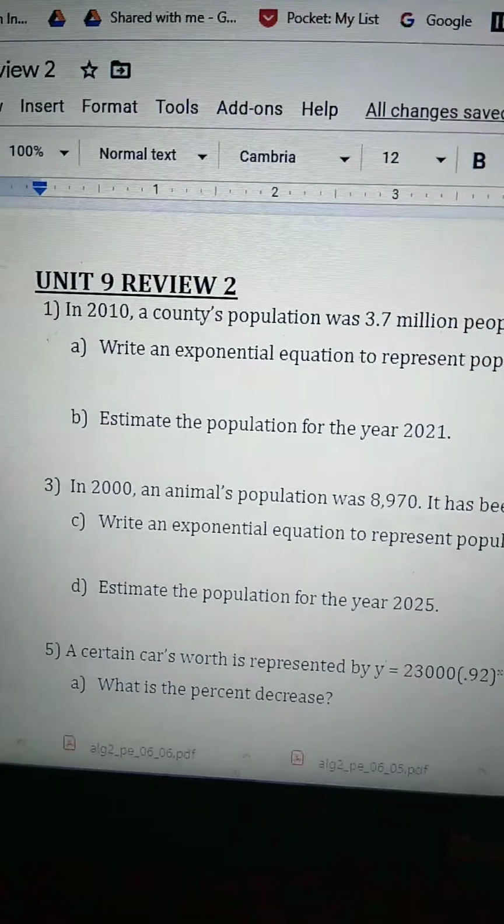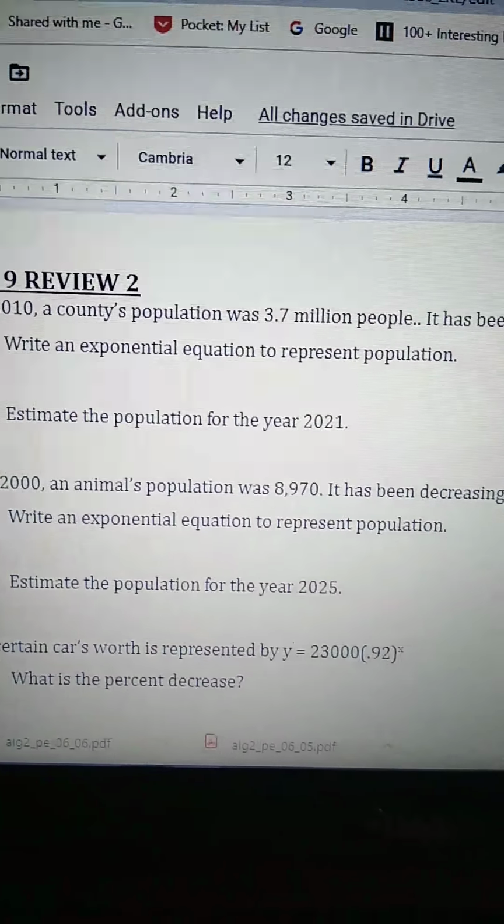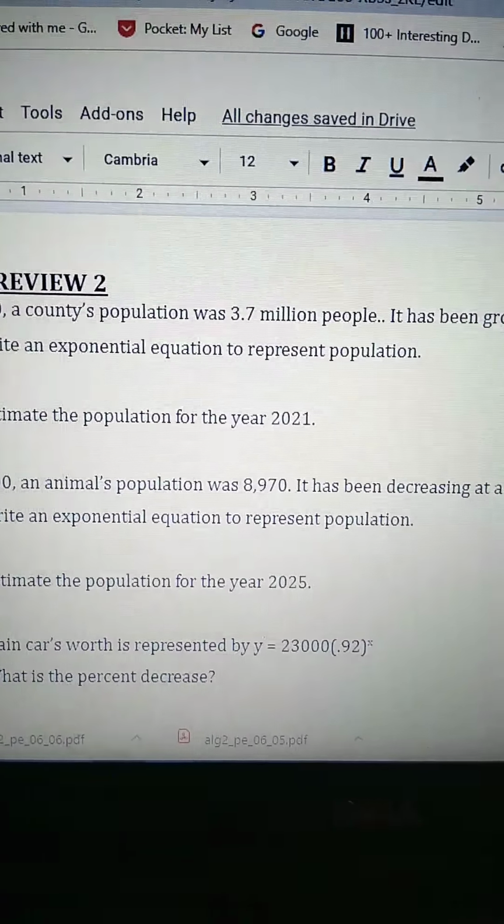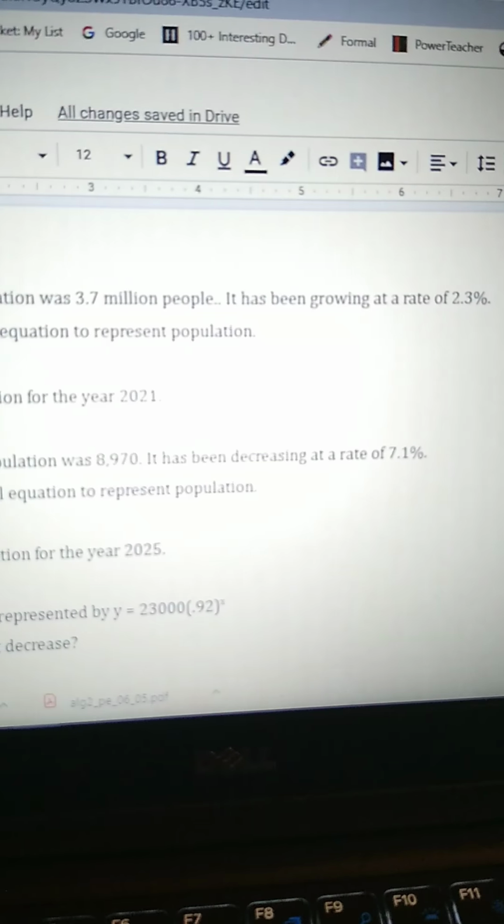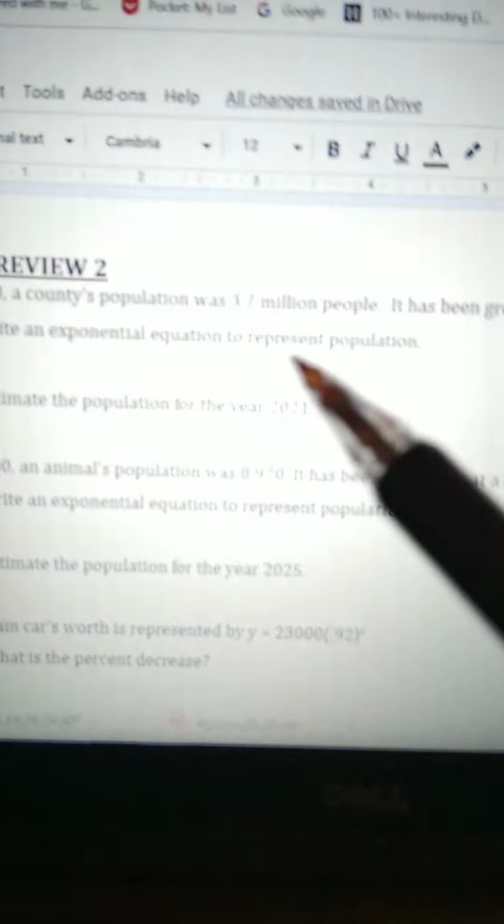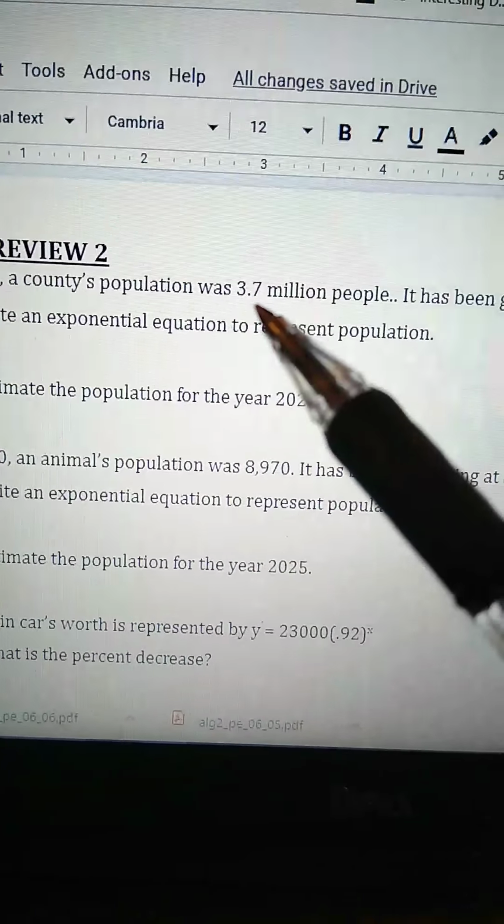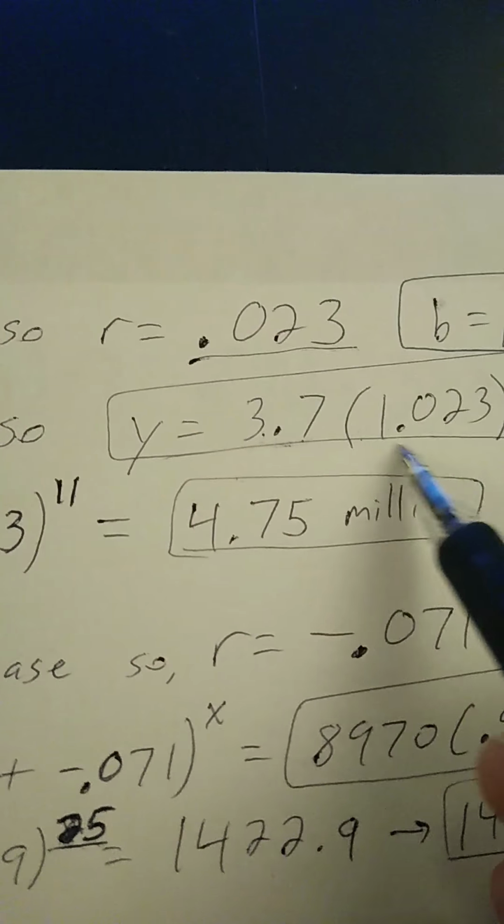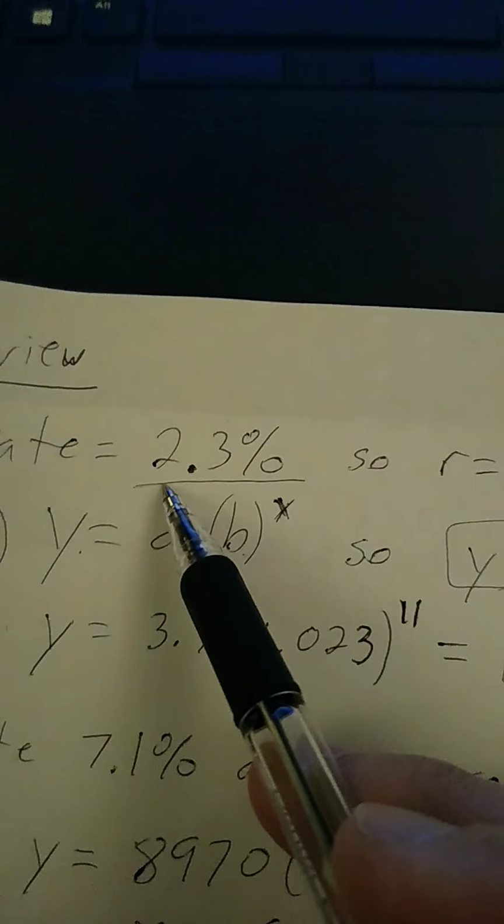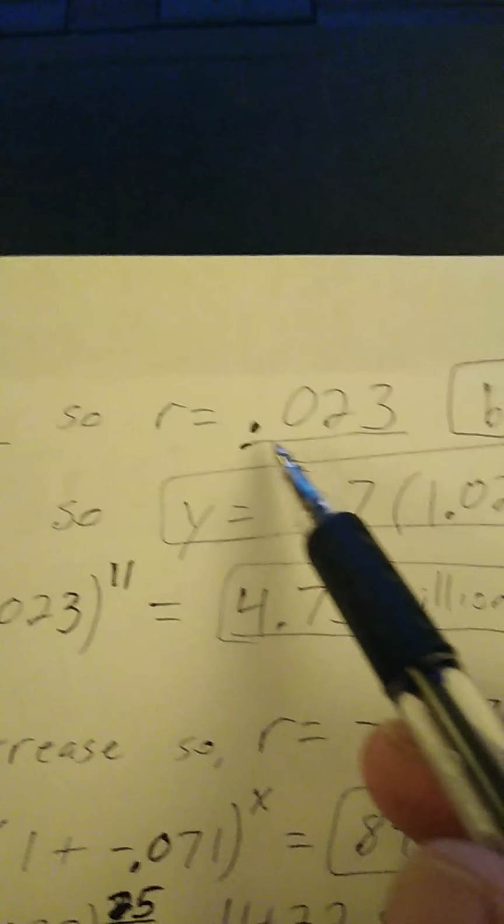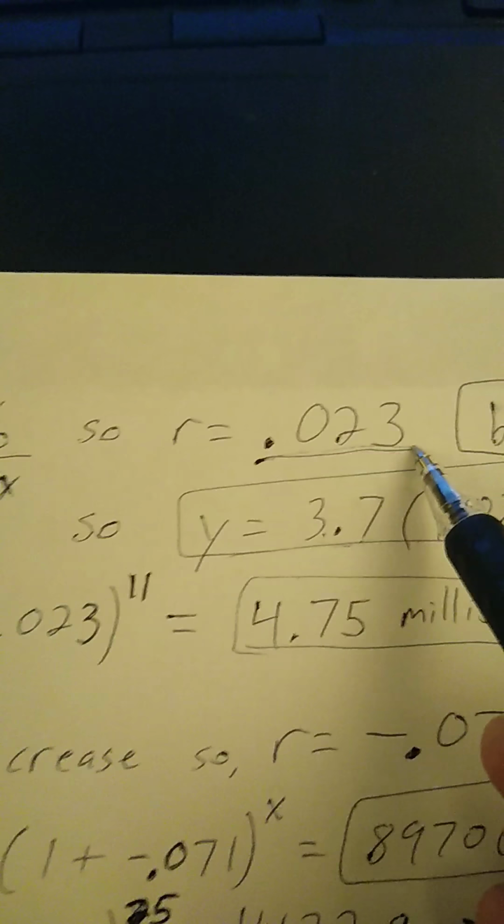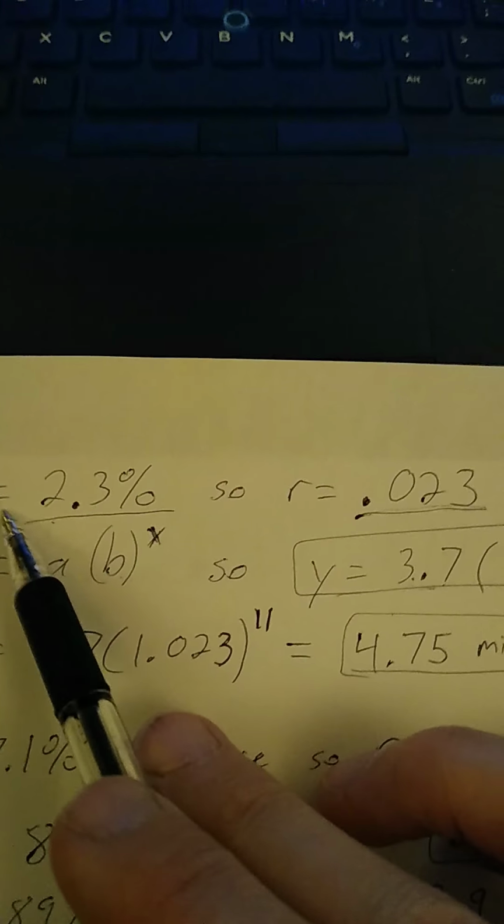We're going to start with, in 2010, the country's population was 3.7 million people and is growing at a rate of 2.3%. First of all, 3.7 is the starting value. That's A. So in my equation, that's going to be the A value, 3.7. But we're also told that the rate was 2.3%. So R is 0.023. Notice we moved two decimal places.